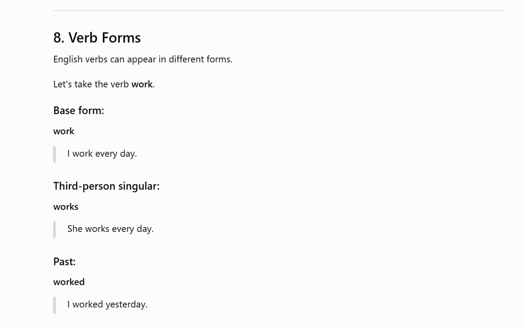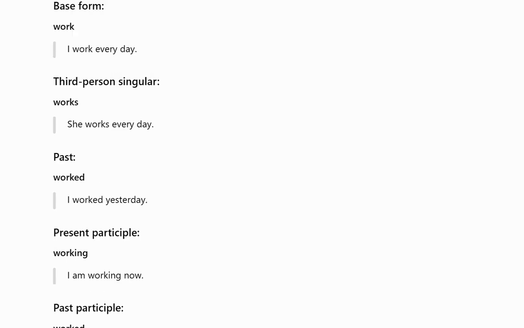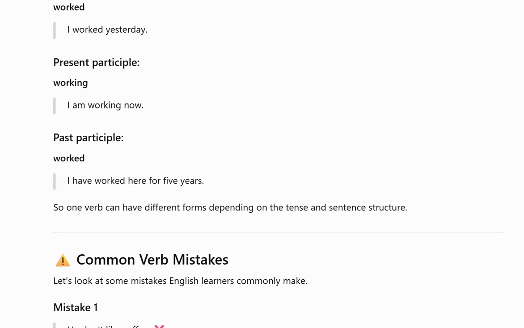Next, verb forms. English verbs can appear in different forms. Let's take the verb work. Base form, work. I work every day. Third person singular, works. She works every day. Past, worked. I worked yesterday. Present participle, working. I am working now. Past participle, worked. I have worked here for 5 years. So, one verb can have different forms depending on the tense and sentence structure.